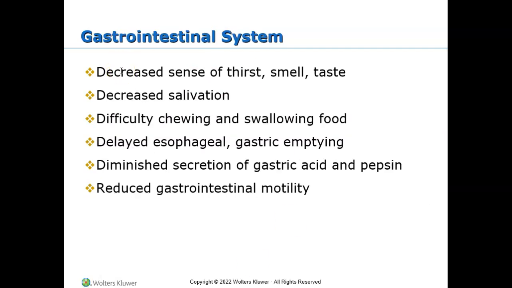Now we have the GI system. We have a decreased sense of thirst, smell, and taste. Decreased salivation, which can be simply from age, or it can be from medications. A lot of medications are drying. They may have difficulty chewing or swallowing food, delayed stomach or esophageal emptying, which can lead to GERD, which is gastroesophageal reflux disease. Oh, there it is.